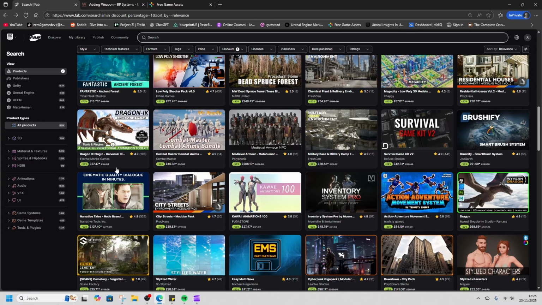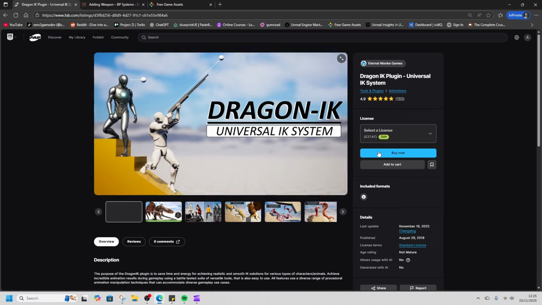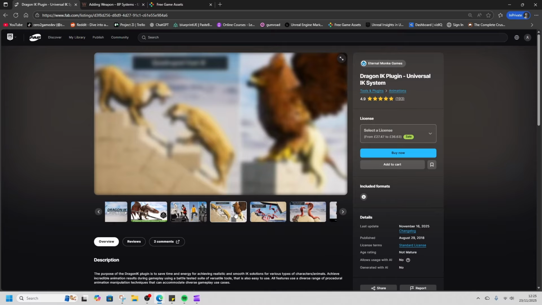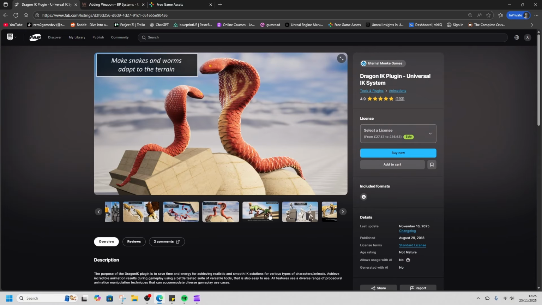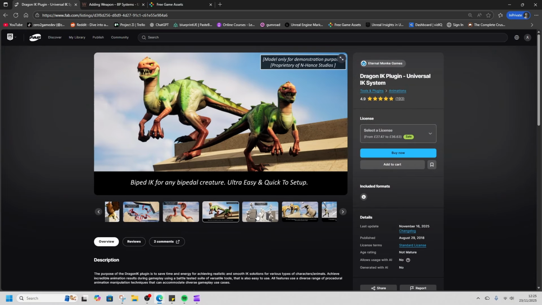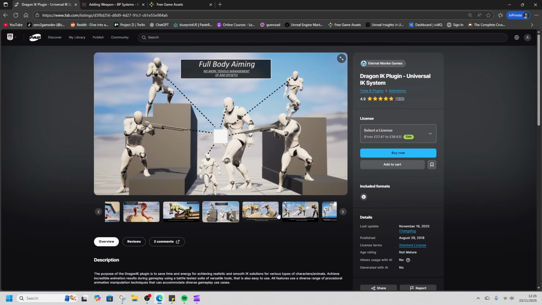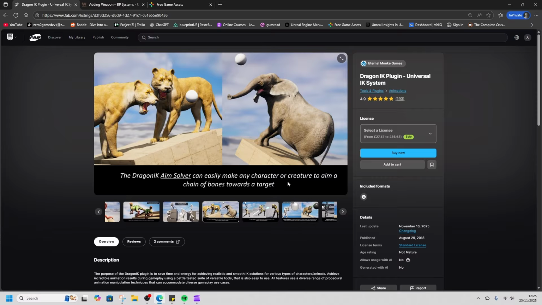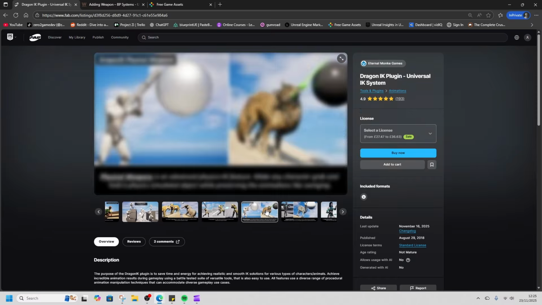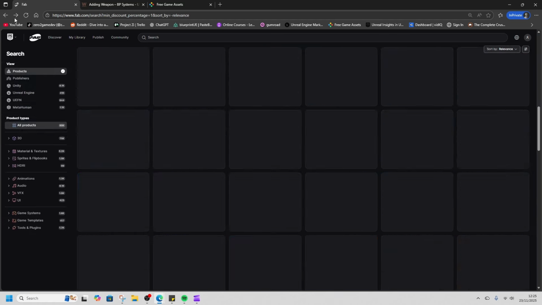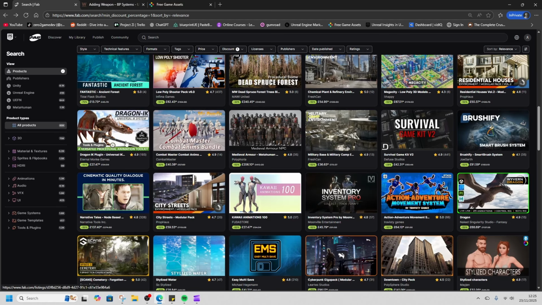So things like Dragon IK, this is a really good price of Dragon IK, 50%. I don't currently own this because I'm not at the stage where I would need this, but I've heard very good things about it from other people. So this is just inverse kinematics and making your feet sort of go where they should go on the ground and not hover, and adjusting targets and bases and attacks and stuff. So very good reputation on Dragon IK Universal System, one worth looking at as well.